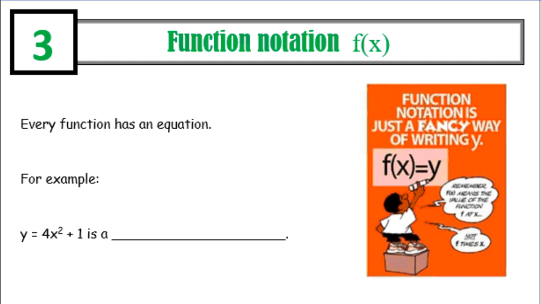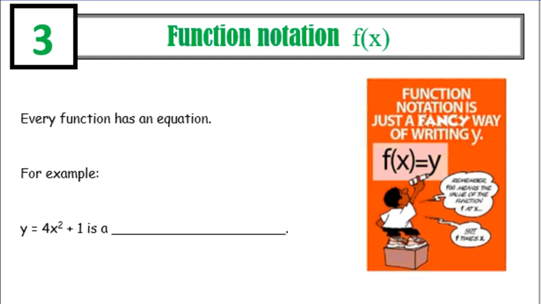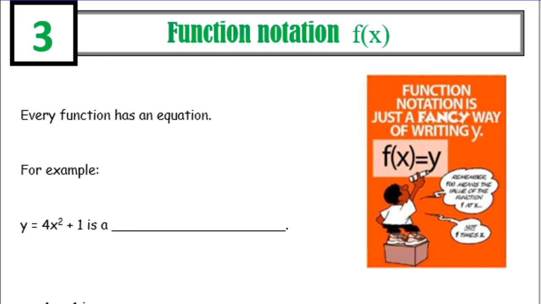So this is just function notation, when instead of saying y equals, you say f of x equals. F for function, the function with respect to x. So how does the function change as x changes? Generally they'll use f of x. It's the most common one because of the word function.